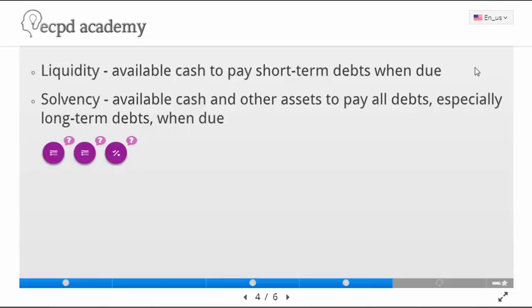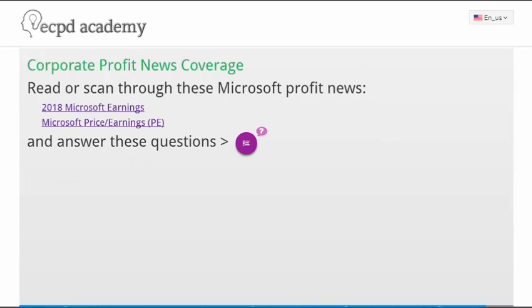Our last lesson slide illustrates how profit performance is reported on the news. If you are taking this lesson in our e-learning platform ecpd-academy.com, you will be following the links and read the profit news to answer the next learning point exercise. This real-world application using authentic materials is our way of training you to immediately apply what you learned at eCPD Academy.